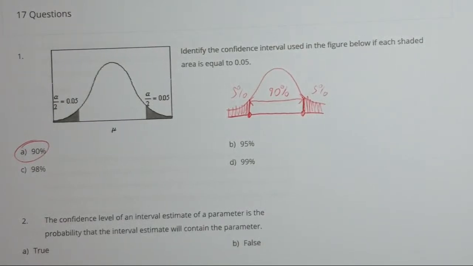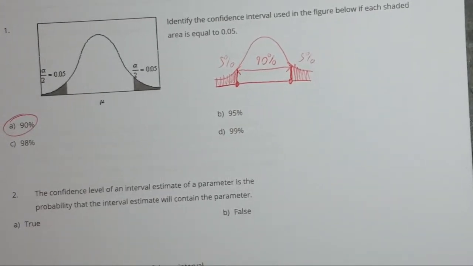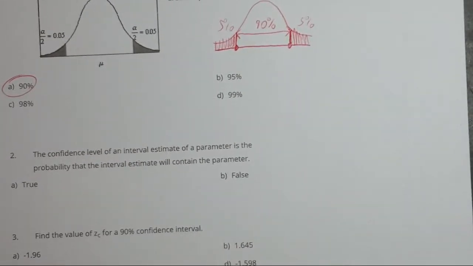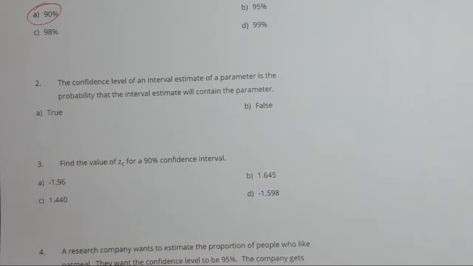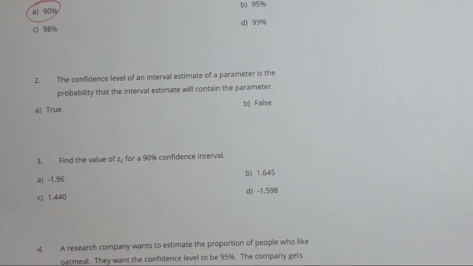Number two, the confidence level of an interval. Let me remove these papers from underneath. There we go. Much better. Good. Number two, the confidence level of an interval estimate of a parameter is the probability that the interval estimate will contain the parameter. Why is this thing so dark? Whatever.